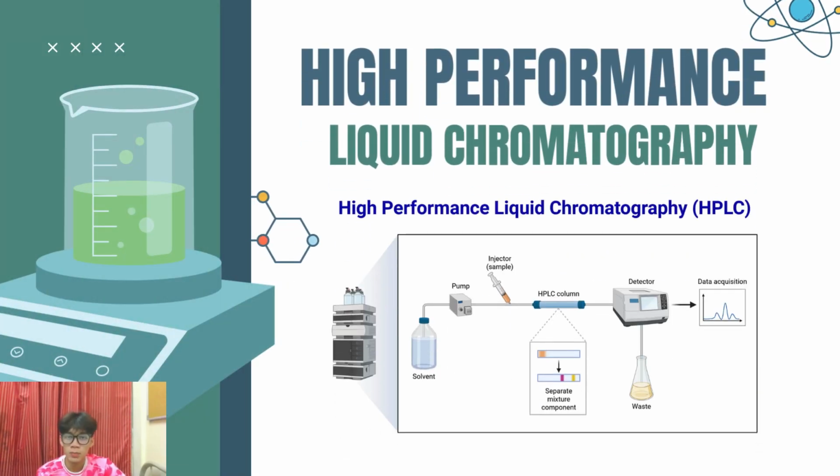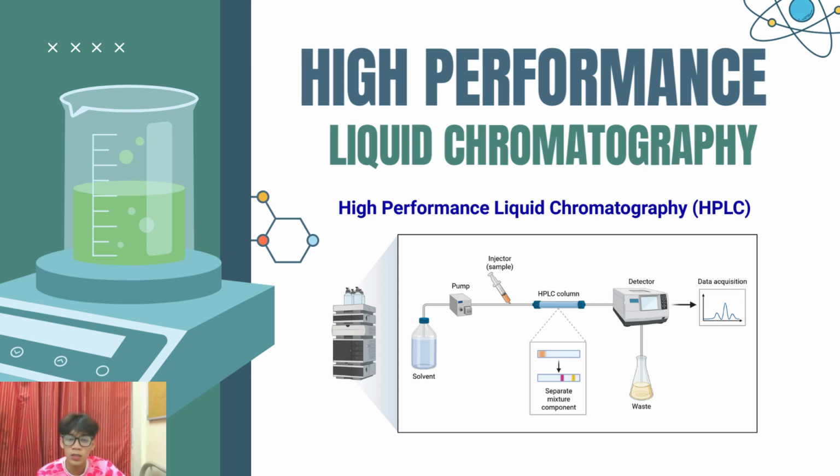Now we move to the HPLC diagram. First, solvent reservoir. The mobile phase is the liquid solvent. Second, pump. The pump pushes the mobile phase at very high pressure through the system. This high pressure is important to help the compounds move through the column efficiently. Third is injector. The sample is injected into the system using an injector. This is where the analysis begins.